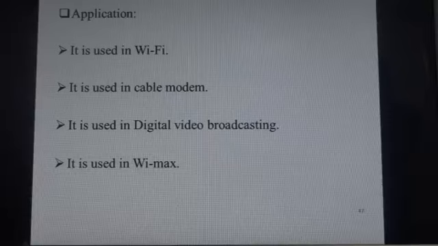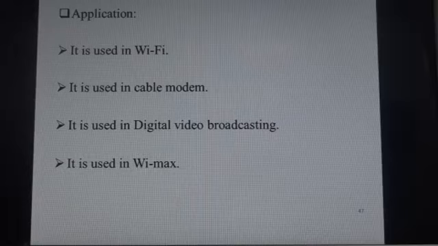Applications: it is used in Wi-Fi, it is used in cable modems, it is used in digital video broadcasting, and it is used in WiMAX. These are the practical applications of QAM.